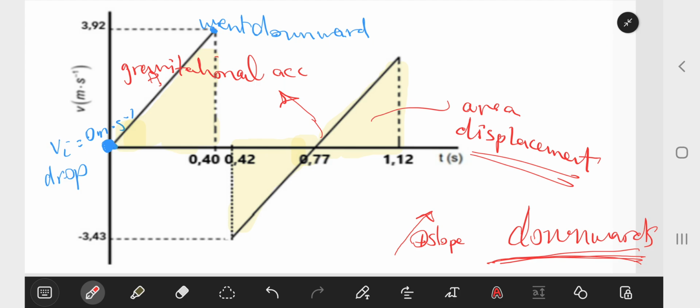So that's it for this video, and in the next video I'll be explaining more on the projectile motion graphs.